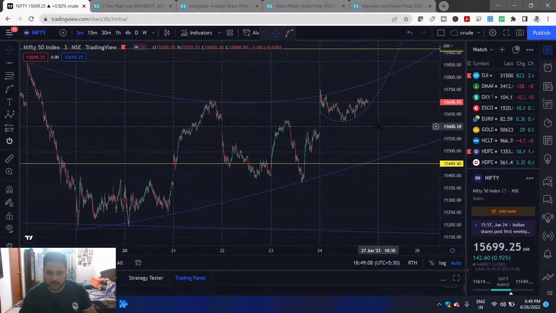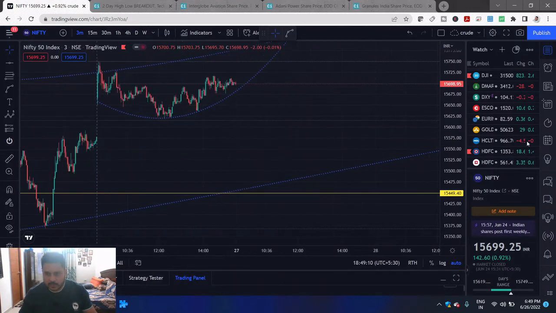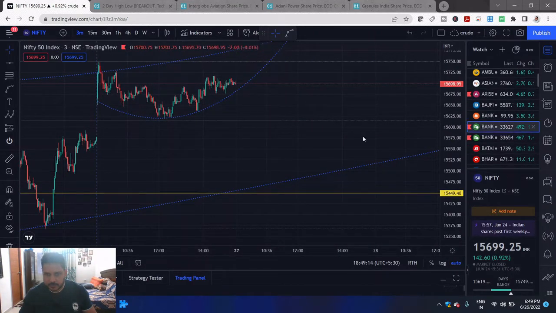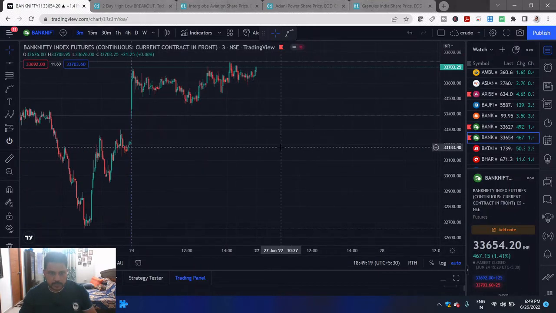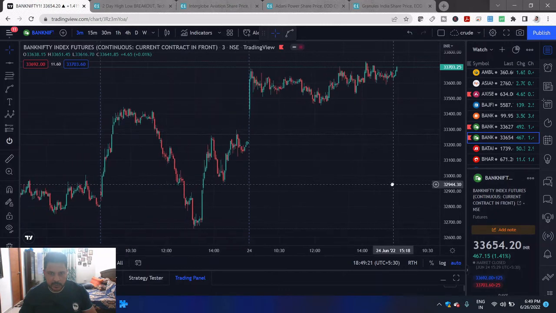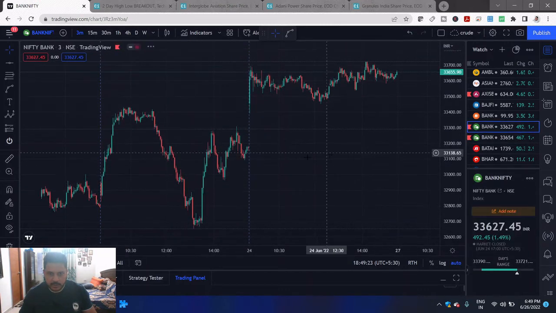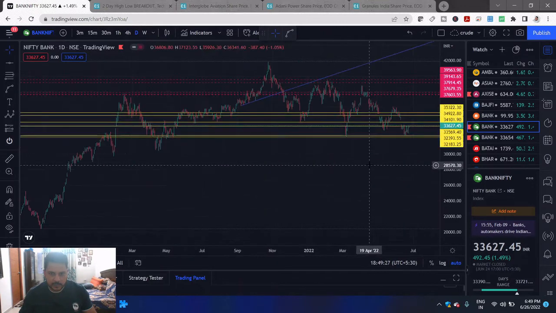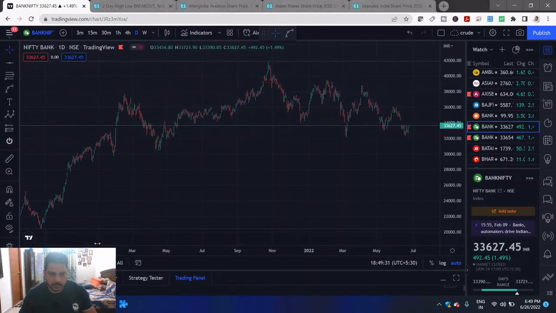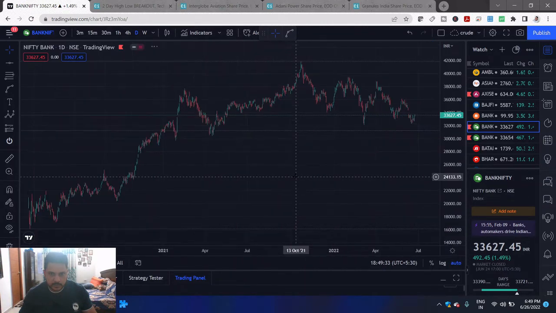So this is about Nifty. We will check out on Bank Nifty what the scenario is right now. So let's look at the Bank Nifty index. Let's see this on a daily time frame. I will delete all the drawings for the moment.